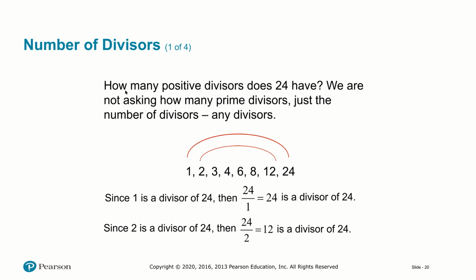For example, let's find out how many positive divisors 24 has. Well, remember that we're not asking how many prime divisors, but how many divisors it has, right? Any divisors, not just prime ones. So notice we know that all of these numbers go into 24, including 24 itself, right?